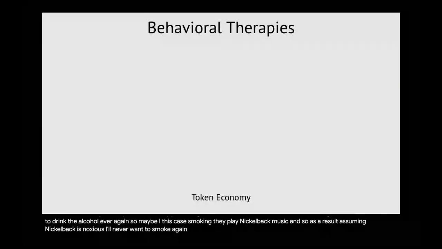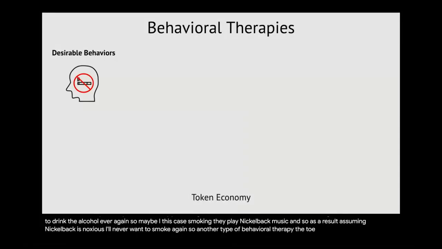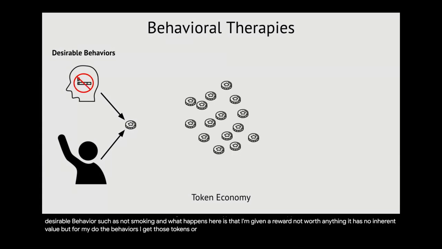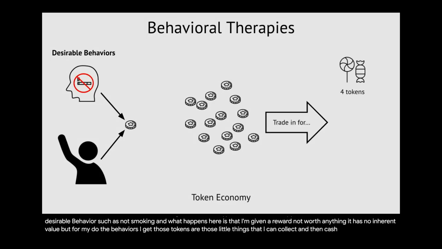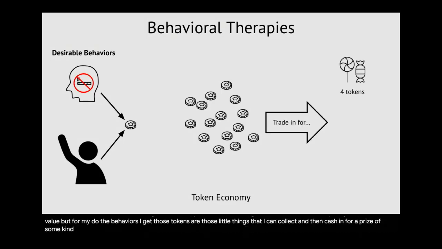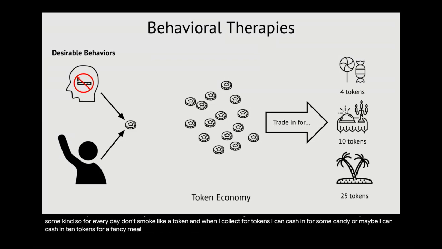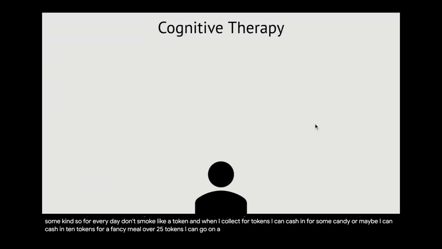So another type of behavioral therapy, the token economy, is where I have a desirable behavior such as not smoking. And what happens here is that I'm given a reward, a token, which by itself is not worth anything. It has no inherent value. But when I do the behaviors, I get those tokens, those little things that I can collect and then cash in for a prize of some kind. So for every day I don't smoke, I get a token. And when I collect 4 tokens, I can cash in for some candy, or maybe I can cash in 10 tokens for a fancy meal, or for 25 tokens, I can go on a fancy vacation.